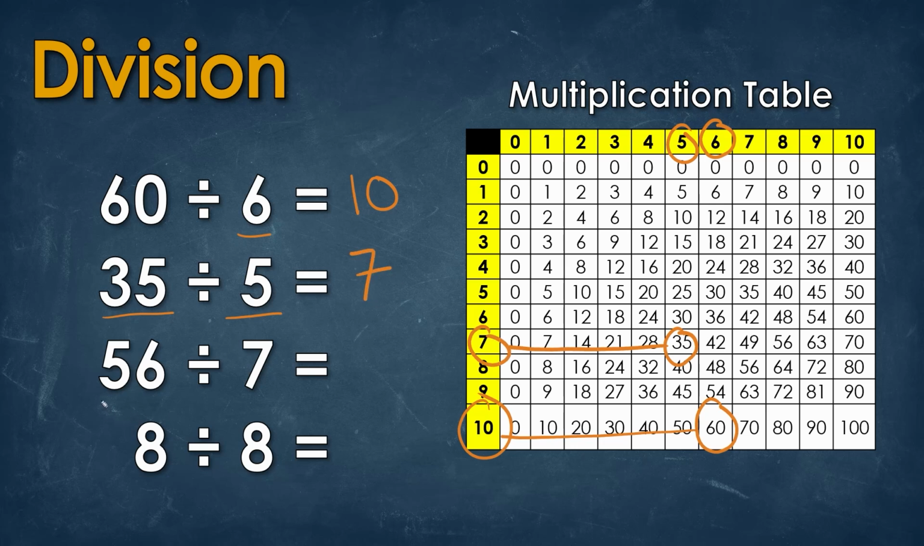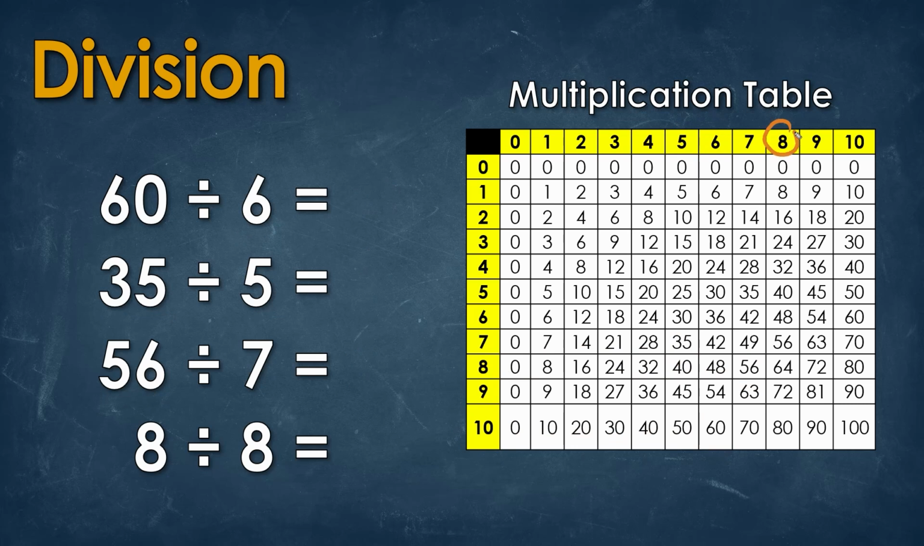Next one is 56 divided by 7. So we'll start with the 7. We work our way down until we get to 56, then work our way back across to see that the answer is 8.